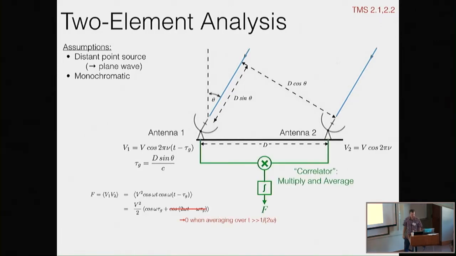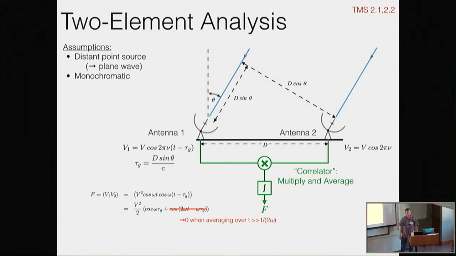Okay, now if we want to make an interferometer, we don't just get two voltages on wires. We have to connect them somehow. And the way that we do this in radio astronomy is we add a correlator. We take this wire here with this voltage, and we take this wire here with this voltage, and we multiply them against each other, and then we average. And that is not an obvious thing to do.